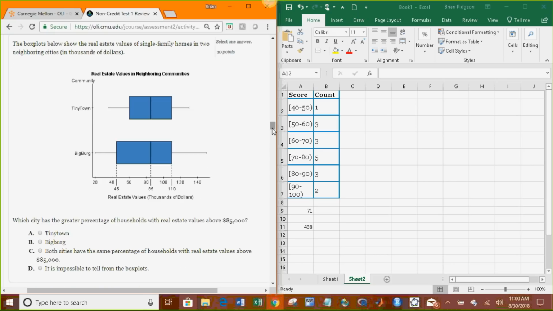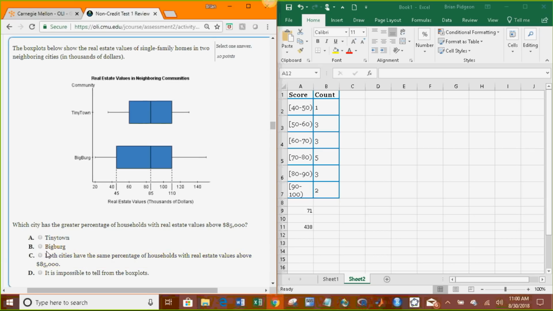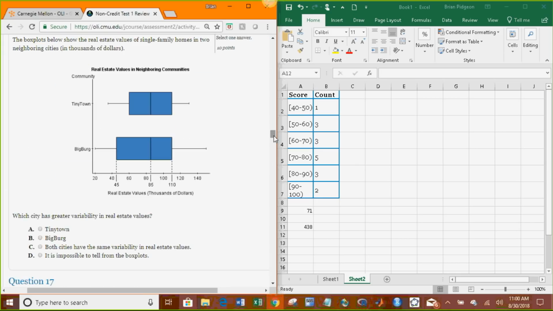Okay. Which city has the greater percentage of households with real estate values above 85,000? Well, 85,000 is the median for both data sets. And so what we know is that we have 50% of our data above the median. So they actually have the same percentage because it's the median for both sets of data. Once again, greater variability is just which one's longer. That would be Big Bird.